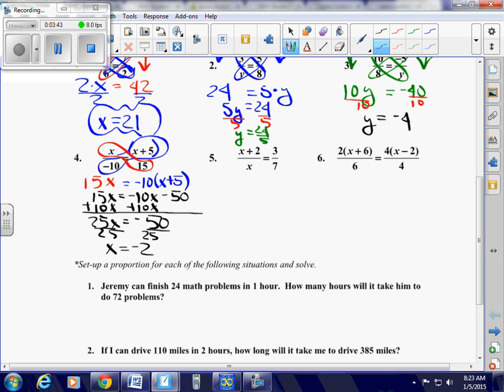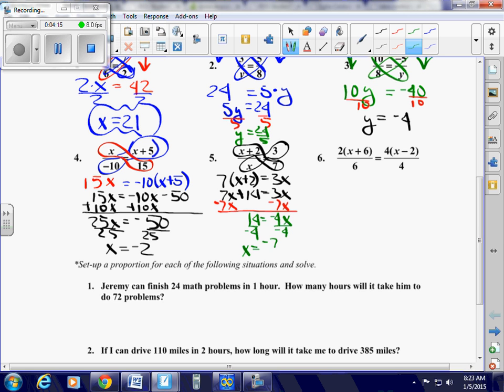In cross multiplying on number 5, we're going to be taking 7 times x plus 2. That's going to entail, again, using the distributive property. On the right side of the equal sign, because these are always going to be equal when you cross multiply, 3x. 7x plus 14 is equal to 3x. In this case, I'm going to subtract the 7x from both sides, and I'll have 14 is equal to negative 4x. Dividing both sides by negative 4, I'll get x is equal to negative 7 over 2.